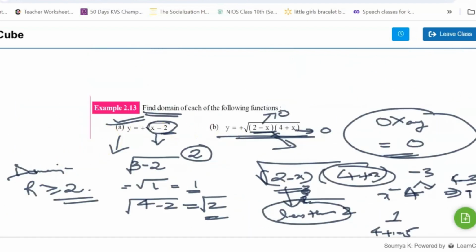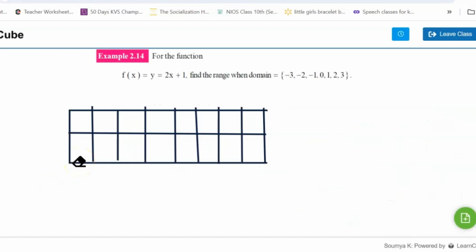Let's see the next question. Let's see this question, that is f of x is equal to y is equal to 2x plus 1. Find the range when the domain is given. Okay, let's see this and solve. You have got the elements here, that is, for the domain you have the values here. So in that case just write x here and f of x or y here. Okay, anything you can write. So let's write down the values which we have: -3, -2, -1, 0, 1, 2 and 3. And after that solve for this and then write it down here for better understanding.